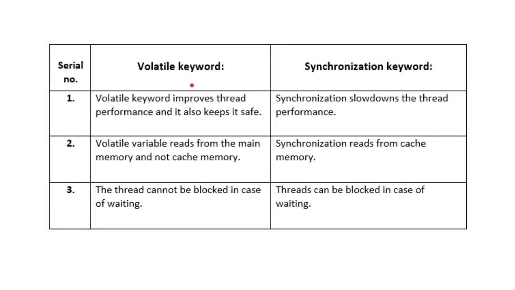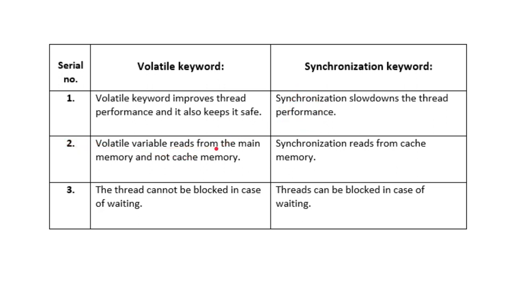What are the differences between the volatile keyword and the synchronized keyword? Basically the volatile keyword improves thread performance and also keeps it safe. Synchronization slows down the thread performance because it will block the object and provide access to the particular method one by one, so we can say performance is a little bit slower.